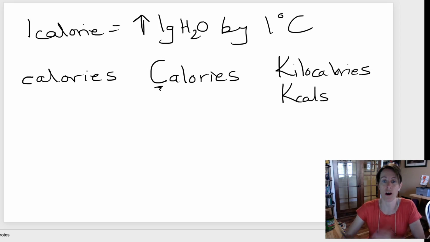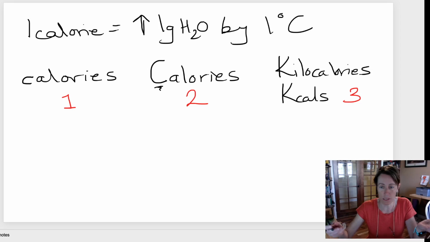All right, so what are all these units? We've got 3 different units here. I'm going to number them so we can talk about them separately. Number 1, the small c calorie. Number 2, the big C calorie. And number 3, the kcal, or the kilocalorie. Why is all this going on?